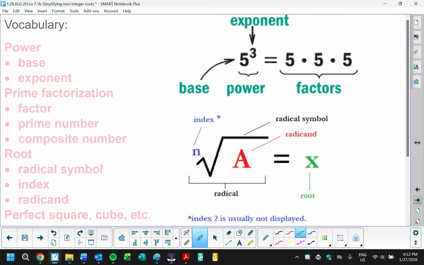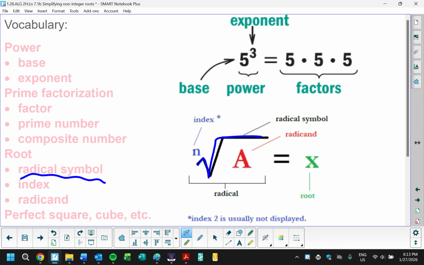Some reminders about basic vocabulary. Remember, a power is the entire thing, an expression that tells you to multiply a number times itself. The base, of course, is the repeated factor. The exponent will tell you how many times you multiply that repeated factor by itself. Now, as for roots, don't forget you're going to use that radical symbol. That would be the vocabulary for that.